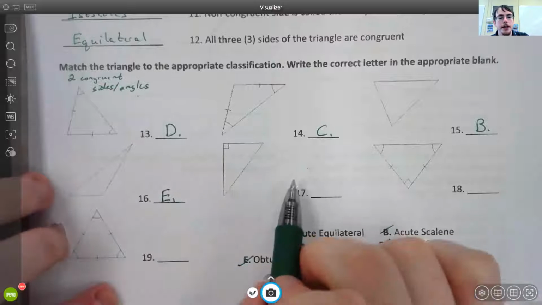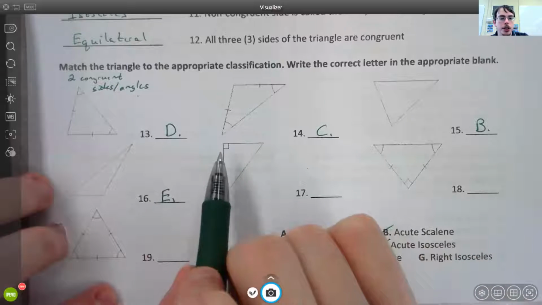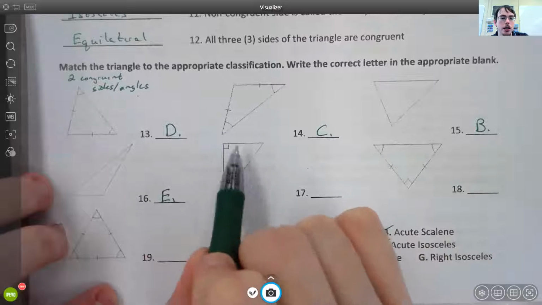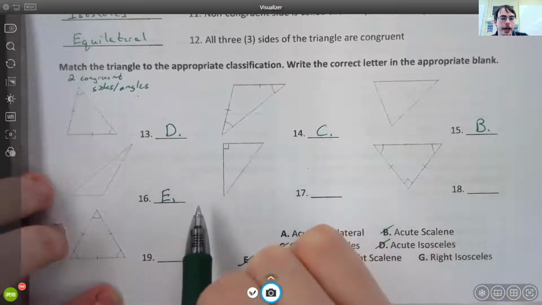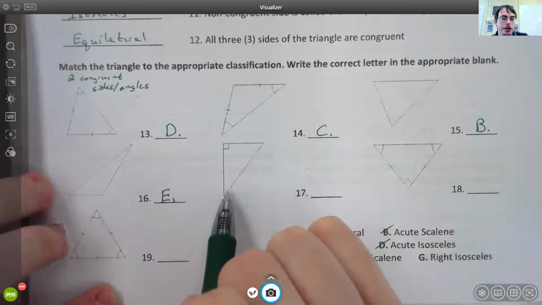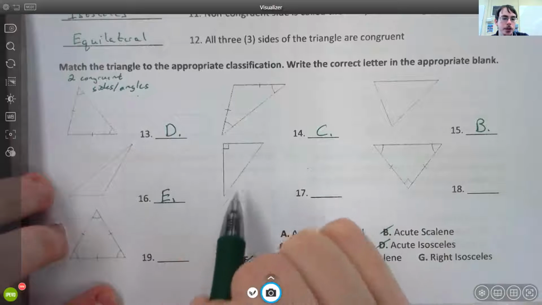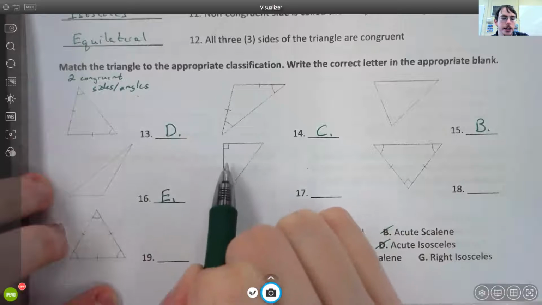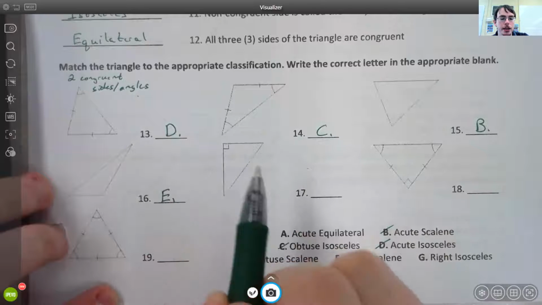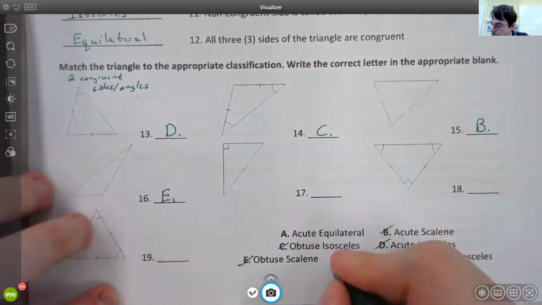Number 17. The first thing that sticks out immediately to us is this corner marking here that indicates we have a right angle. So we know it's a right triangle. Now let's look at the sides. Do we have any congruency markings for the sides or angles? And the answer is no, there are no tick marks. So this must be a right scalene triangle, which is F.